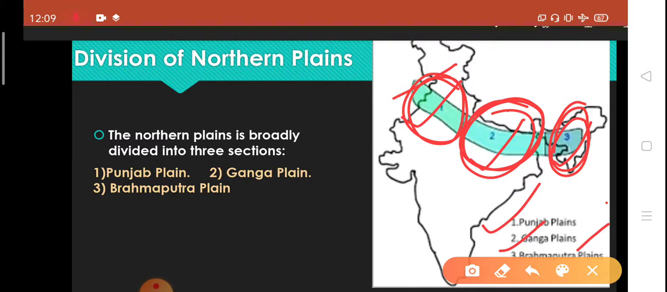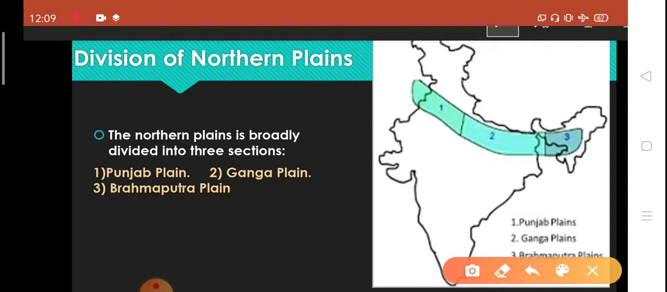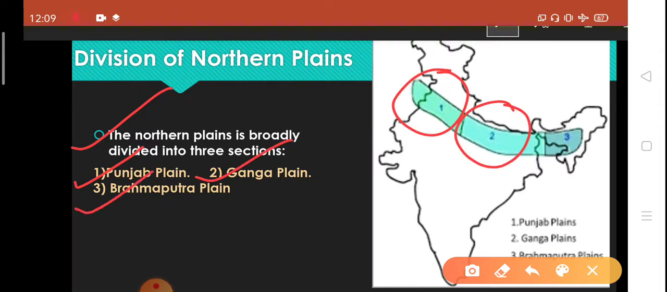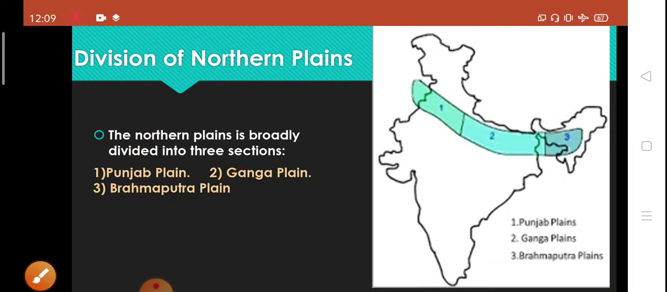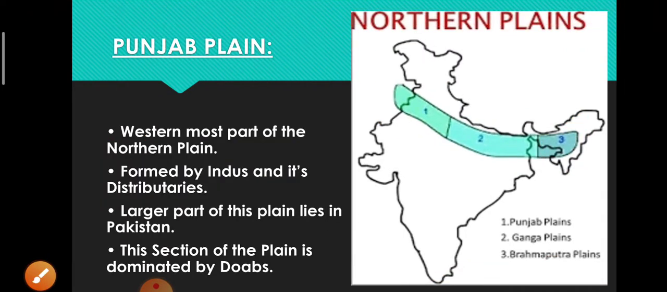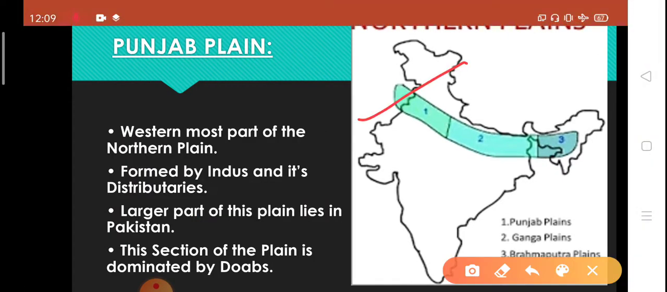Okay, we are going to talk about each one of them very quickly and in brief. Okay, so the northern plain is divided into three sections: the Punjab plain marked as 1, the Ganga plain marked as 2, and the Brahmaputra plain which is marked as 3. We now move forward. We talk about the Punjab plain, which is marked as 1 in the figure.